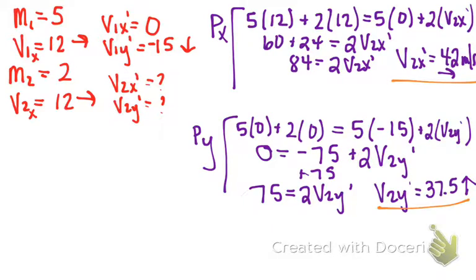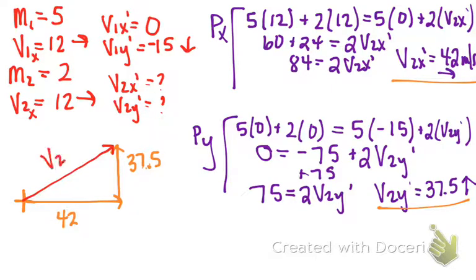So I'm going to go ahead and start solving for my resultant here. I know my x component is 42 meters per second east. My y component is 37.5 meters per second north. So my resultant, or my v sub 2 prime, is going to be the hypotenuse and that angle there. So go ahead and solve for that resultant.